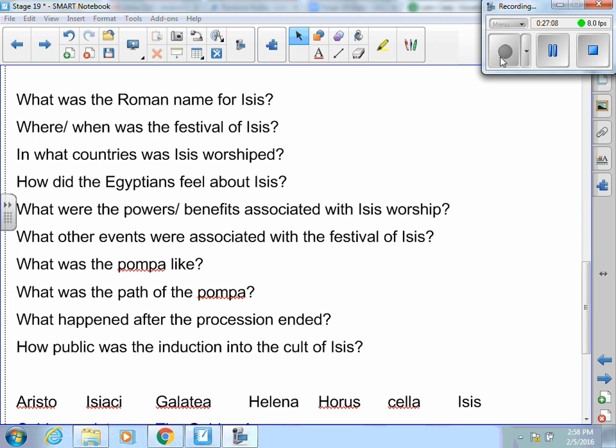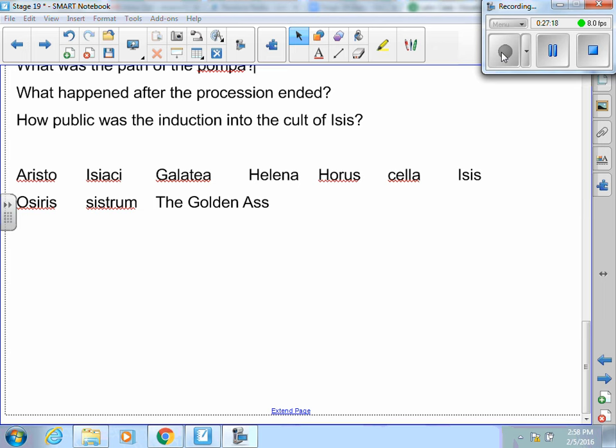Finally, here we have characters and terms that you need to know for your tests. Aristo, remember, that's our main character. That is the husband of Galatea. He wants to be a writer of tragedies, and his life is tragic, etc. The Isiaci, those were the group of people that followed the same religious rite as Clemens. Galatea was, of course, the crabby wife of Aristo, always getting on to him.